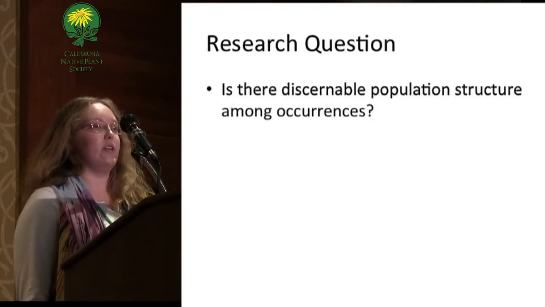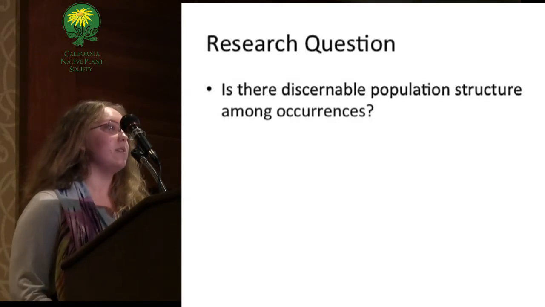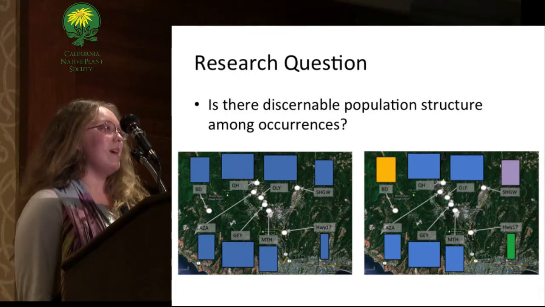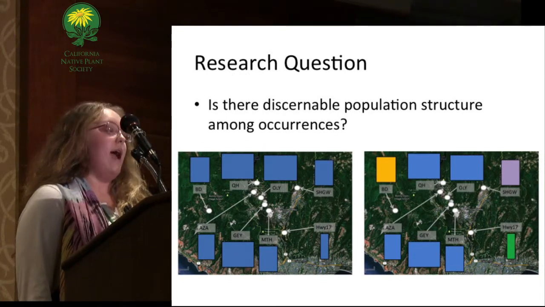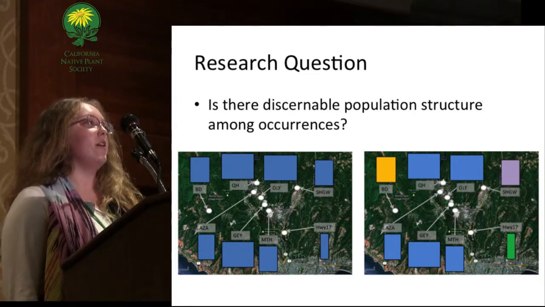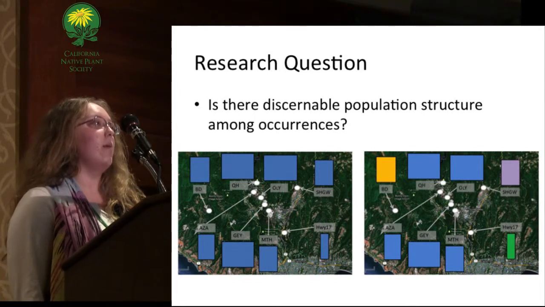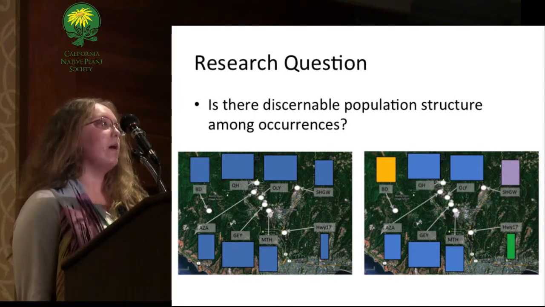So back to the original research question. Is there discernible population structure among occurrences? We're getting a pretty mixed answer here. On the one hand, the analysis of molecular variance and the isolation by distance analysis is supporting this first hypothesis that there is actually no isolating mechanism among these populations, and that genes can flow relatively freely among them.